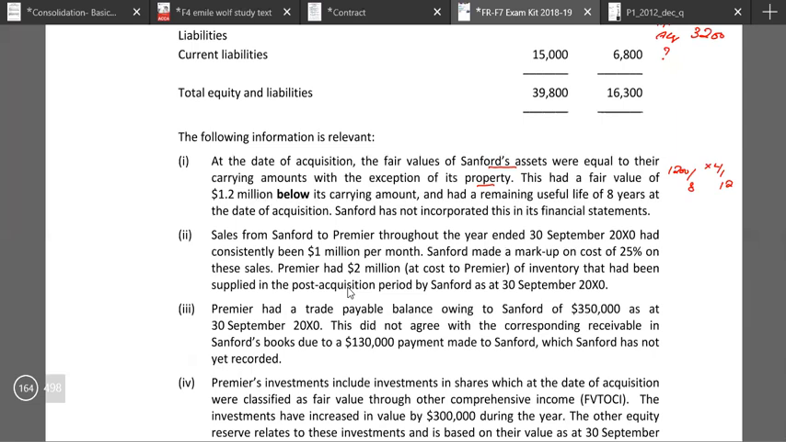It gives you 50. So 50 is the depreciation which should be added back because it is the downward revaluation. And I've explained this point as well.